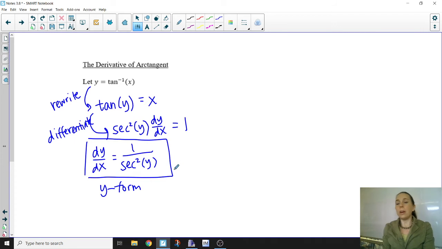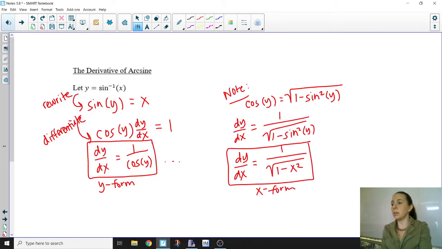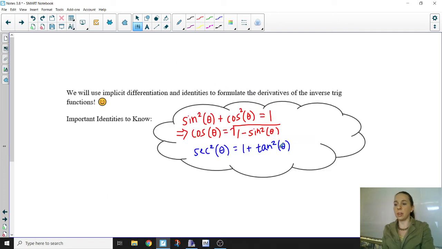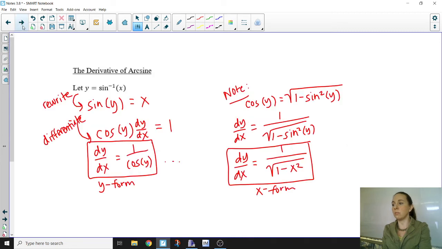Again, though, this is not what we typically use. We're going to write a note, and the note is this Pythagorean identity. Now, in this form, it has thetas in the trig functions. We're going to put y's there. So we're going to write secant squared of y equals 1 plus tangent squared of y.